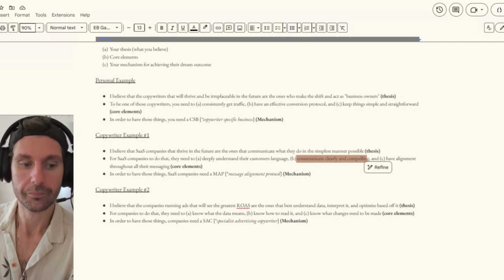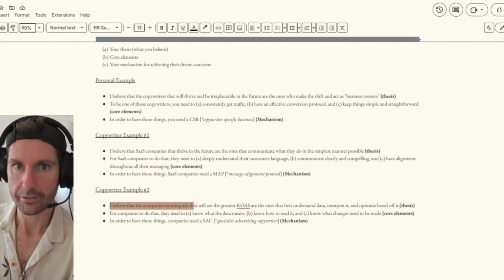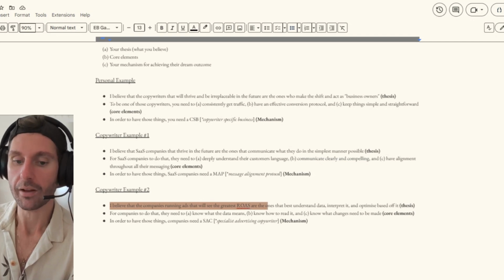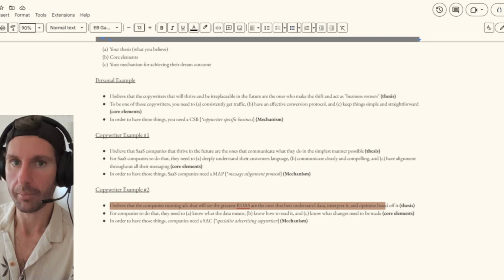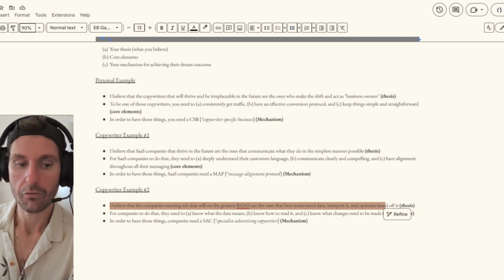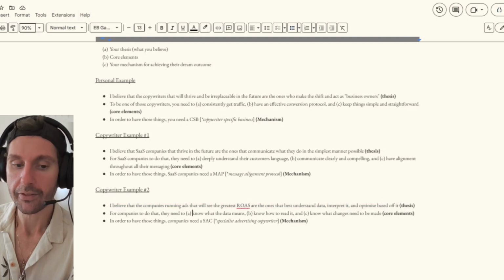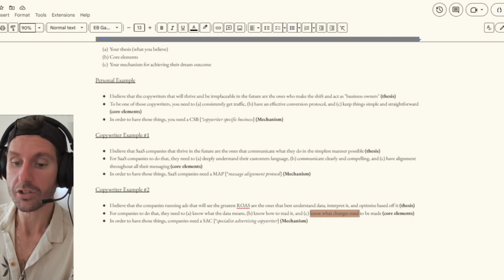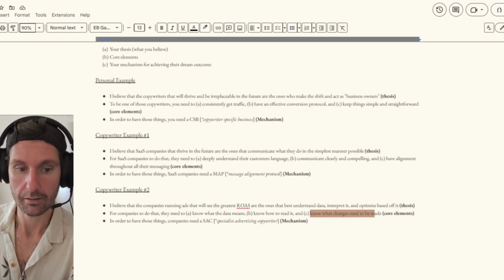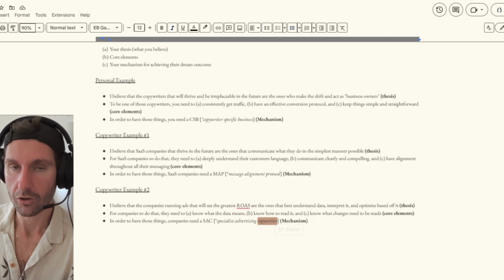Another example. I believe that companies running ads that will see the greatest ROAS in the future are the ones that best understand data, interpret it, and optimize based off it. For companies to do that, they need to know what the data means, they need to know how to read it, and they need to know what changes need to be made. And in order to have those things, companies need a SAC, a specialist advertising copywriter.